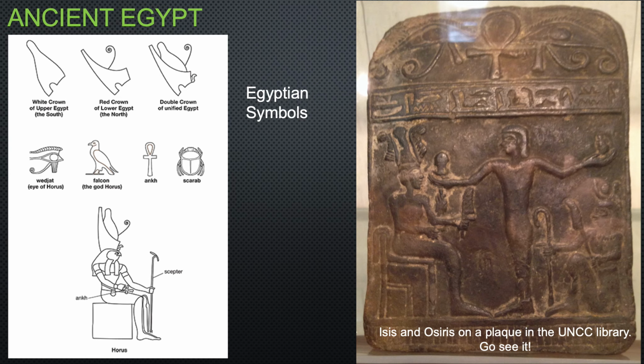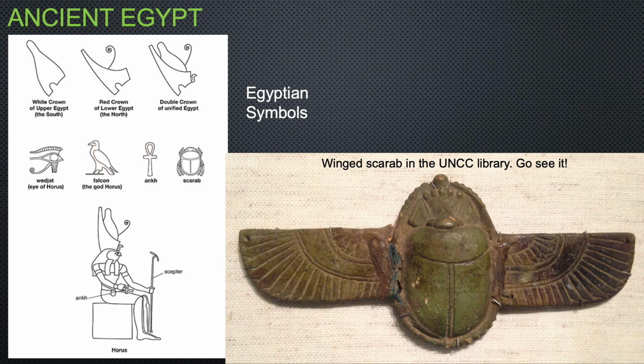And on the right, another one of our treasures from the library on campus is an Egyptian plaque with Isis and Osiris. And up at the very top, I think you can see an ankh. You can see a wedjat here, a wedjat there. And this is Osiris seated on a throne. More than that, I cannot say. It's not very large, but it's very, very interesting. So you should go see that if you can get into the library. And here is another symbol, the winged scarab. So this is also in the UNCC library.